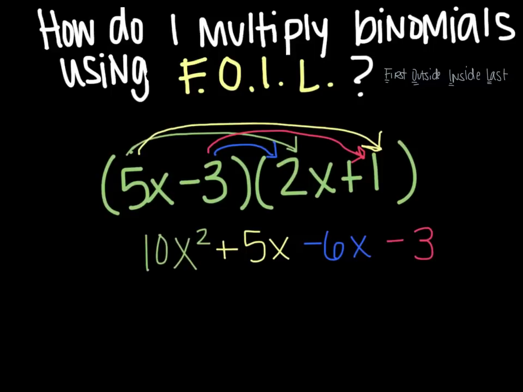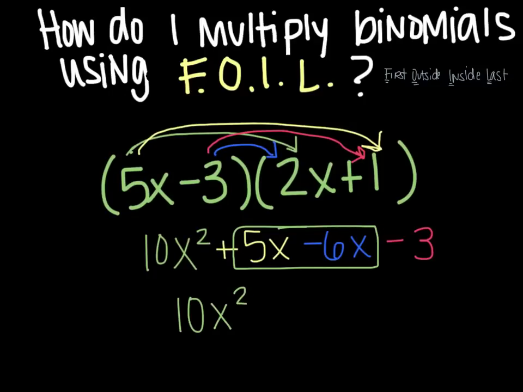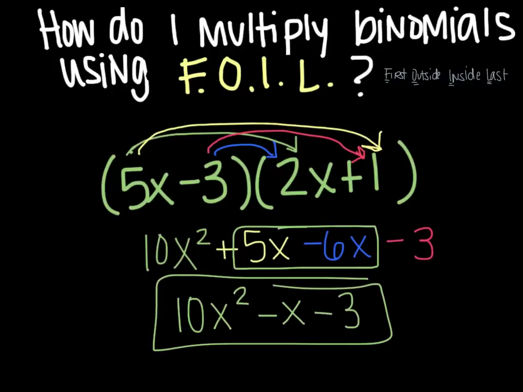And you can combine these two together. So your very final answer would be 10x squared minus x minus 3 as your final.